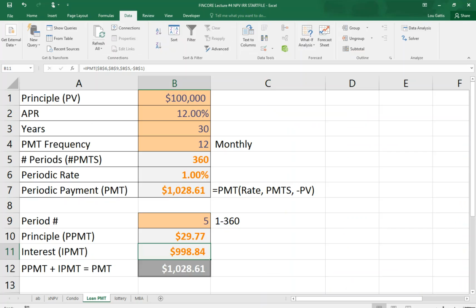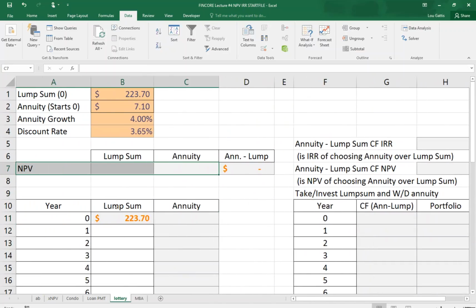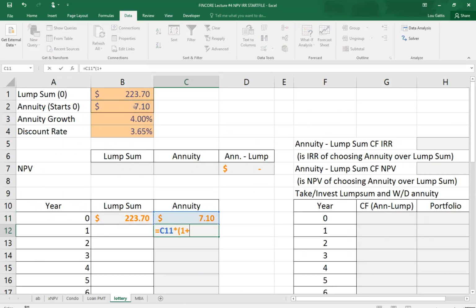So let's take a look at this analysis of this lottery winner. So let's say the choice is a lump sum of $223 today, or you get an annuity that starts at 7.1 million and then grows by multiply times 1 plus the growth rate, and I anchor the growth rate.